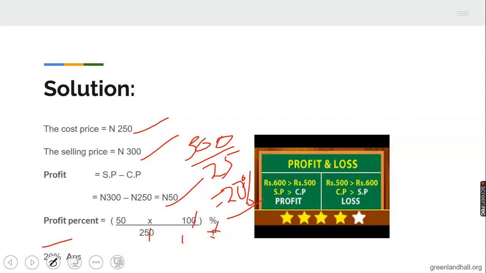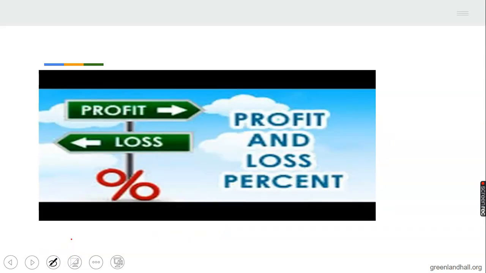Okay. You have gotten how to get the profit and how to get the profit percent. The profit percent formula is profit over cost price times 100 over 1. Then your answer will come in percentage. But if you're looking for only profit, just selling price minus cost price will give you your profit. Now let's look at the next slide.